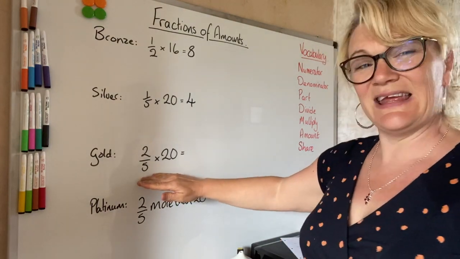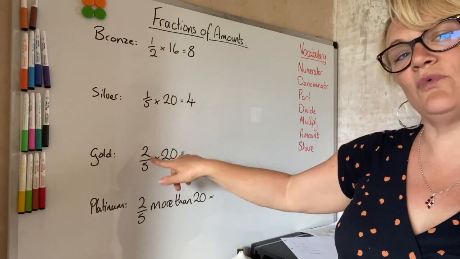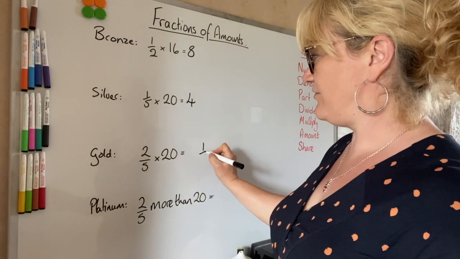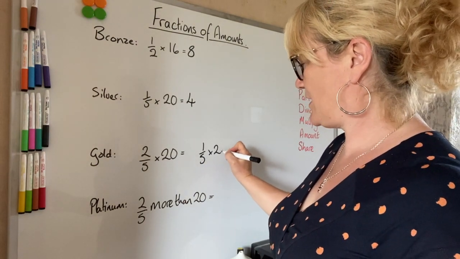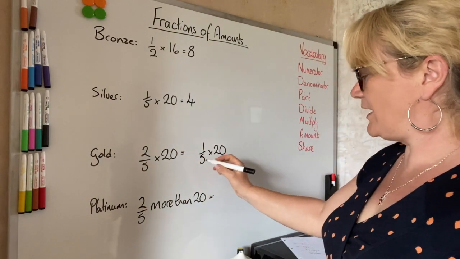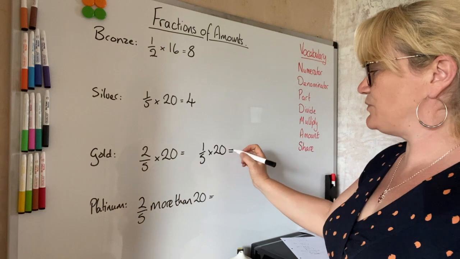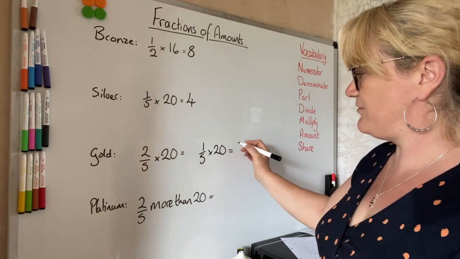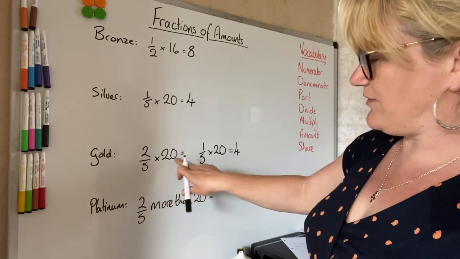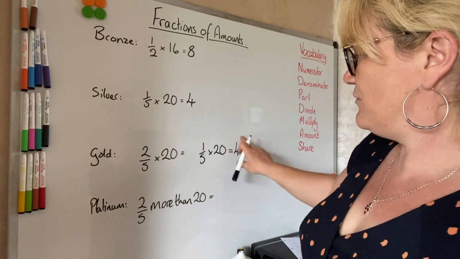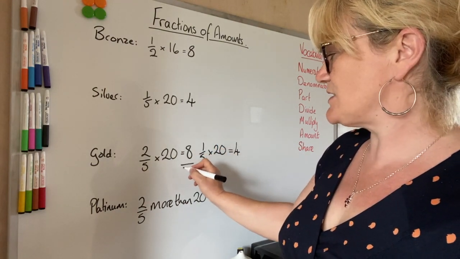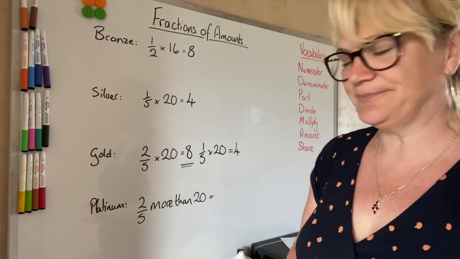For our gold one, it gets slightly trickier now because we have more than one part. But what we're going to do is find 1/5 first. So we're going to have 1/5 of 20. Well, we already worked out that 20 divided by 5 is 4. So if we want 2/5 of 20, we know that it's got to be 4 times 2, which gives us 8. So our answer is 8.